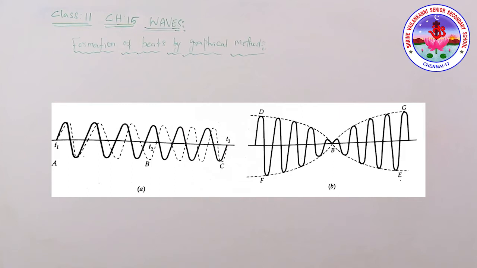Now we can notice that the phase difference goes on decreasing with time, right? So at time t3, one wave gains one full vibration. The two waves are again in the same phase, so it produces maximum intensity, right? It goes on in that way.